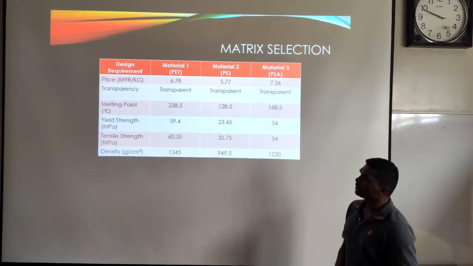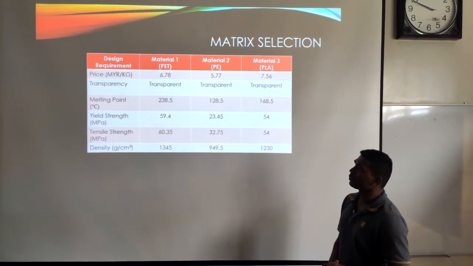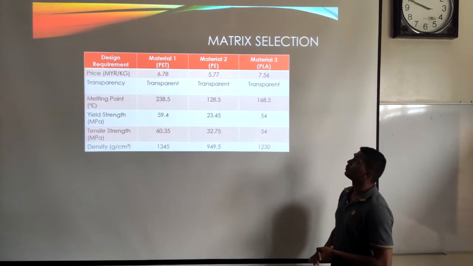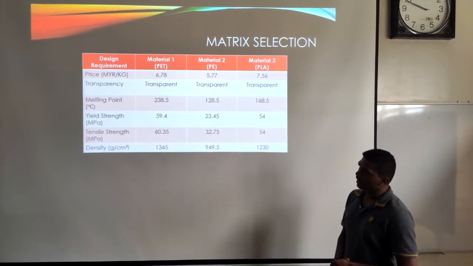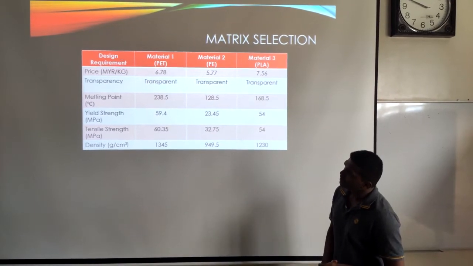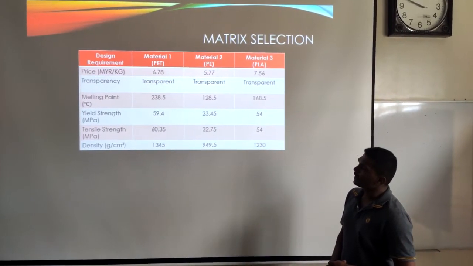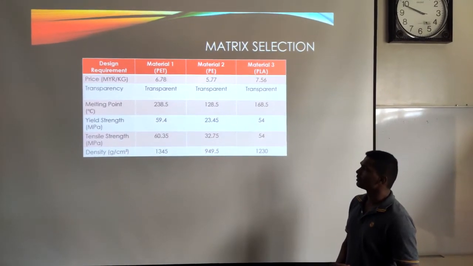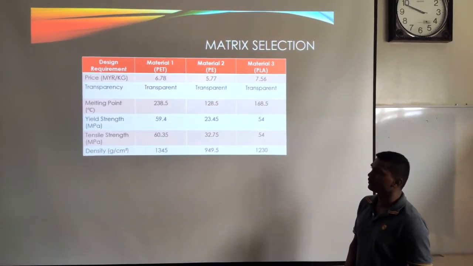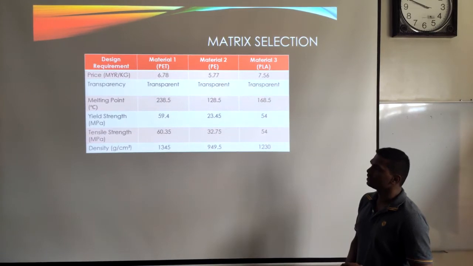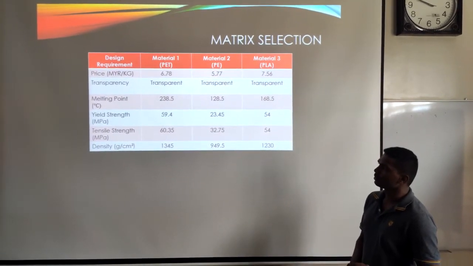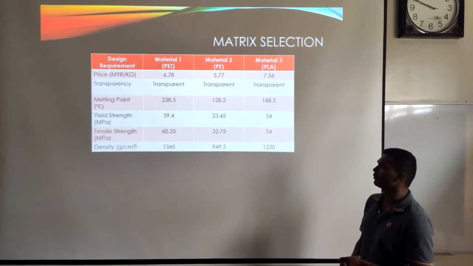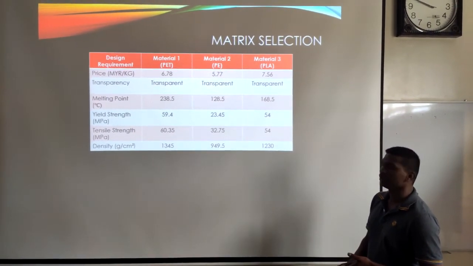Next is the melting point, 238.5 for PET, 128.5 for PE and 168.5 for PLA. Next is the yield strength, which is 59.4 for PET, 23.45 for PE and 54 for PLA. Next one is the tensile strength, which for PET is 60.35, for PE is 32.75 and for PLA is 54. Lastly is the density. For the PET is 1345, for the PE is 949.5 and the PLA is 1230.